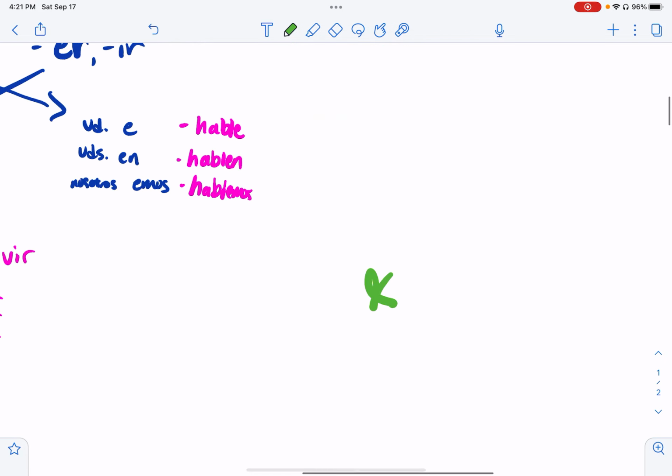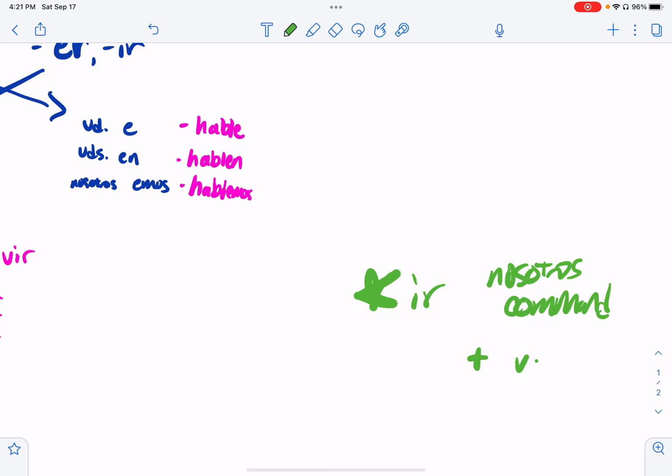All right, so one more little special note in the nosotros command for the verb ir. The nosotros command, if it's affirmative, we say vamos, and if it's negative, we say no vayamos. So ir is just a little extra special.